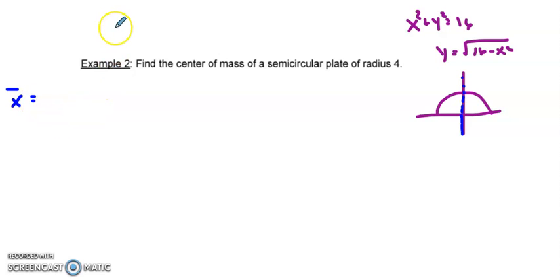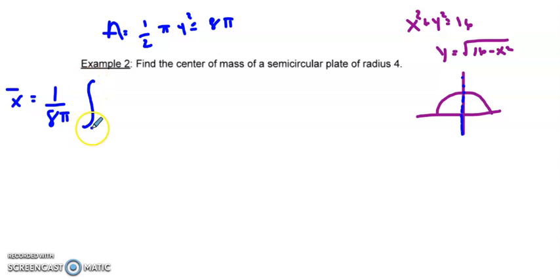First of all, I have to find the area of the lamina. Since it's a semicircle with a radius of 4, we can just do pi r squared times 1/2. So 1/2 times pi times r squared gives me 8 pi. So it's a little bit easier when I don't have to integrate. So x bar is going to be 1 over the area, or 1 over 8 pi, and then I need the integral from a to b, which in this case is -4 to 4, of x times f of x.